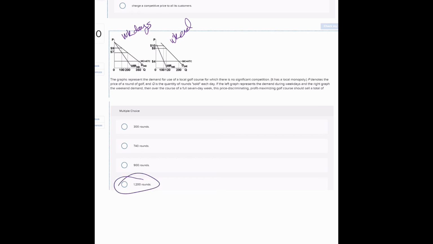So let me walk you backwards through that. We've got 5 weekdays, right? And 2 weekend days. And we can see they're profit maximizing and price discriminating. So they're charging people different prices on different days, weekdays versus weekend prices. So we can take 5 days, they're going to produce where MR equals MC. That's where we need that information, that they're profit maximizing. So they're going to sell 200 rounds at $7 each. That's going to be 5 days times 200 rounds each, and that's going to be 1,000.